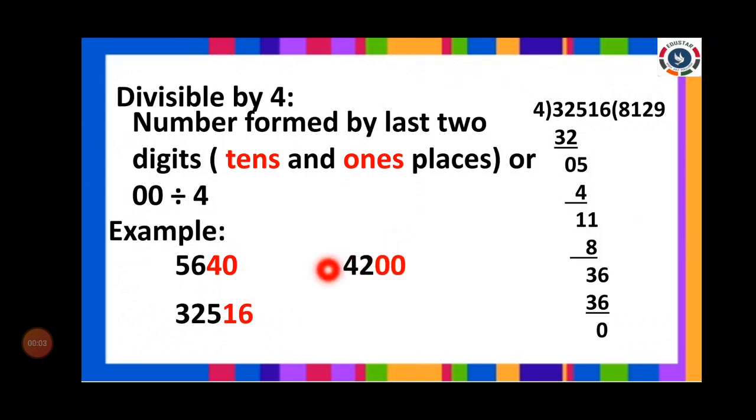One more example, 4200. The last two digits are 20. So immediately you can decide that it is divisible by 4. Okay, if the last two digits are divisible by 4, or 20 is there, that means the number should be divisible by 4.